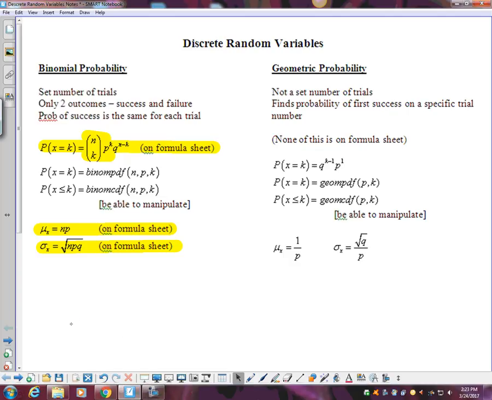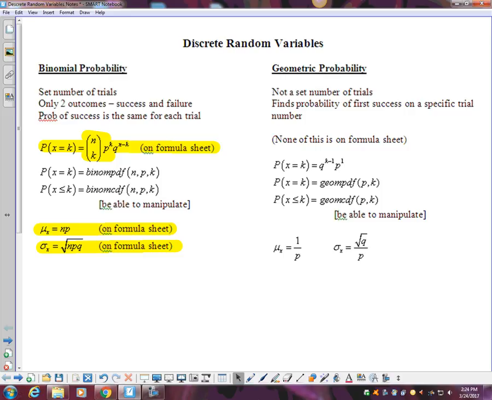So this stats review is on discrete random variables, divided into two sections: binomial probability and geometric probability. For binomial, you have to have a set number of trials. You're going to do something a certain number of times. You can only have a success or a failure, and the probability of a success has to be the same for each trial. Everything that's highlighted is on your formula sheet.